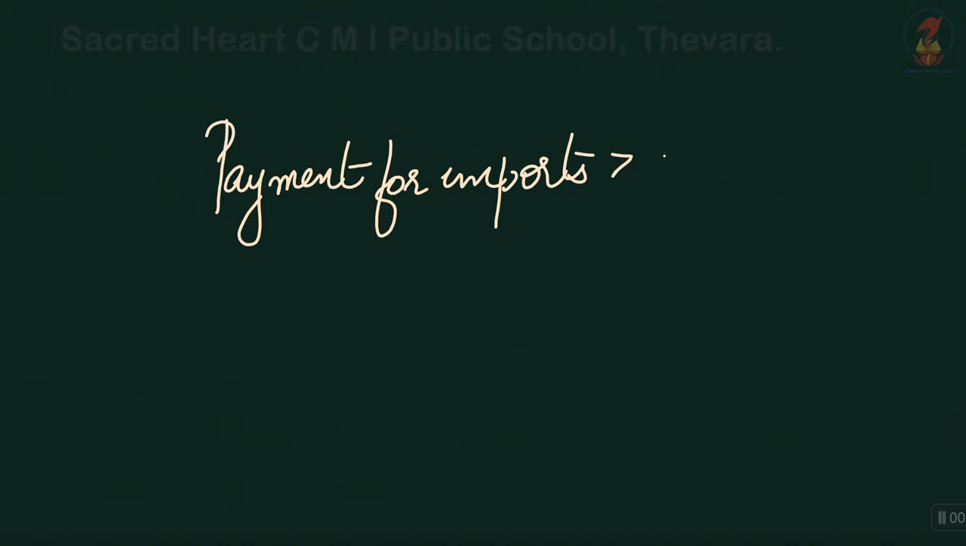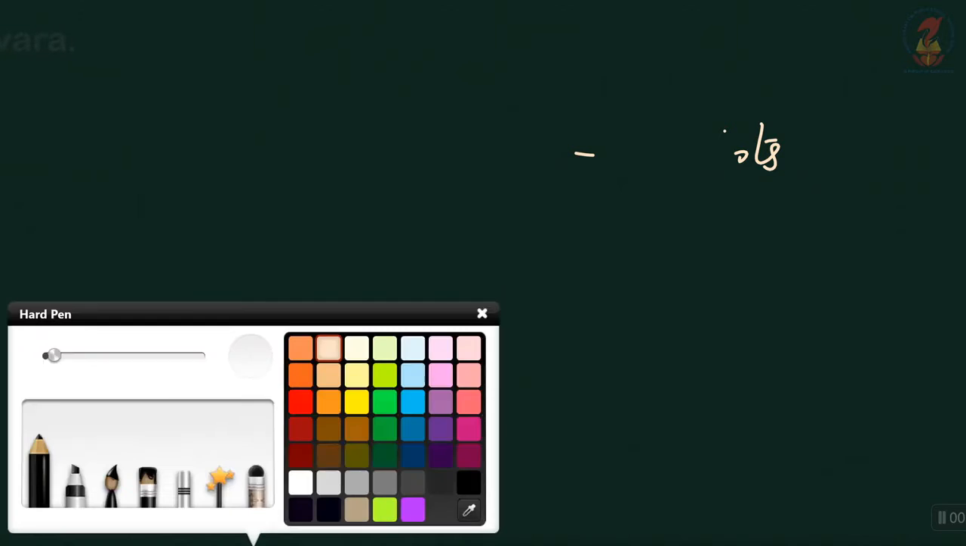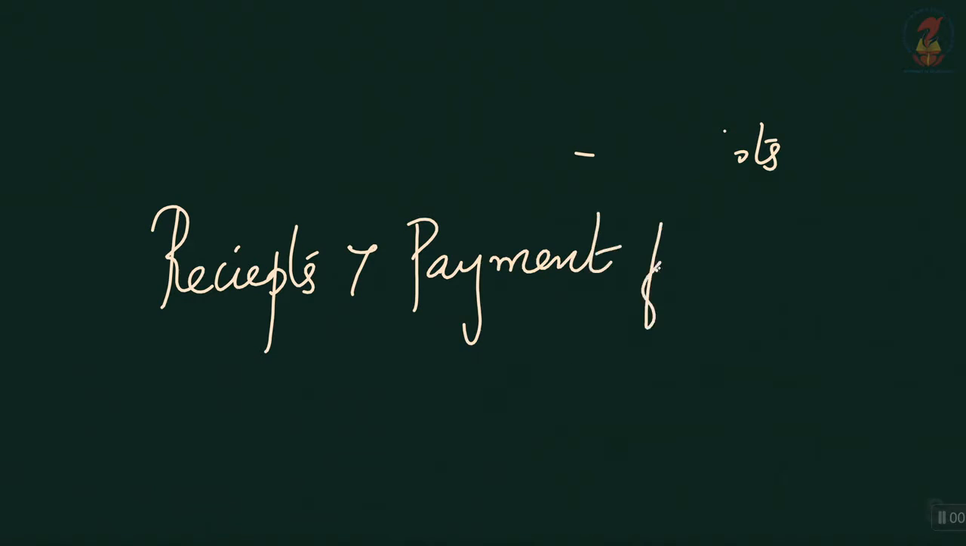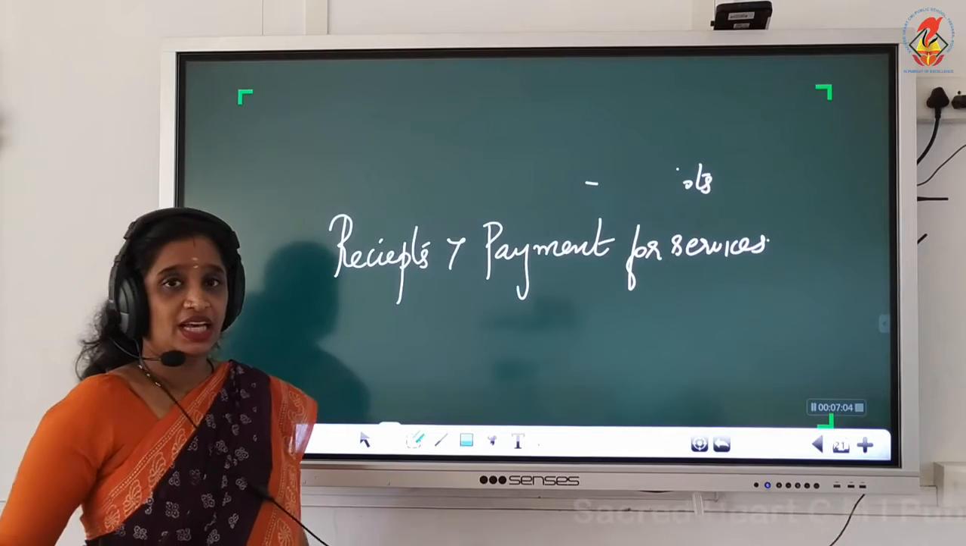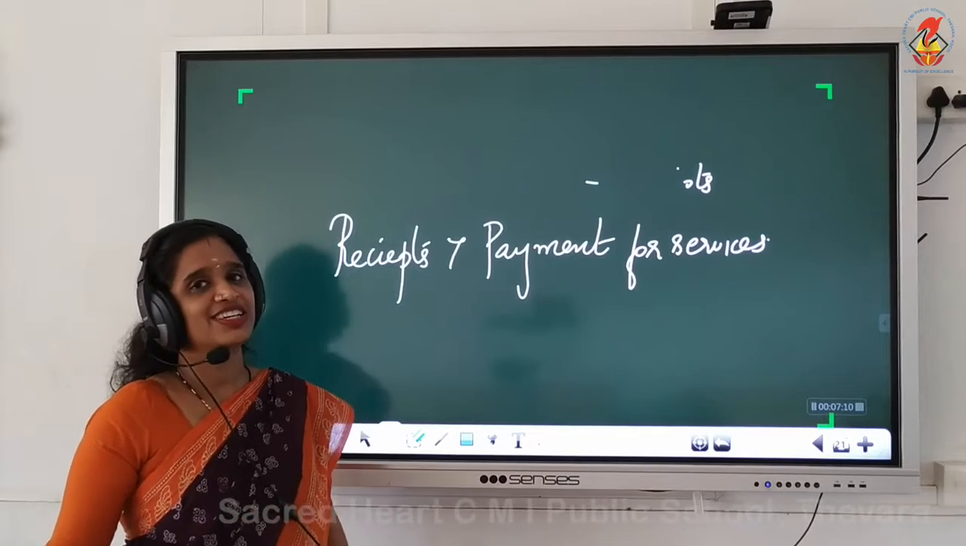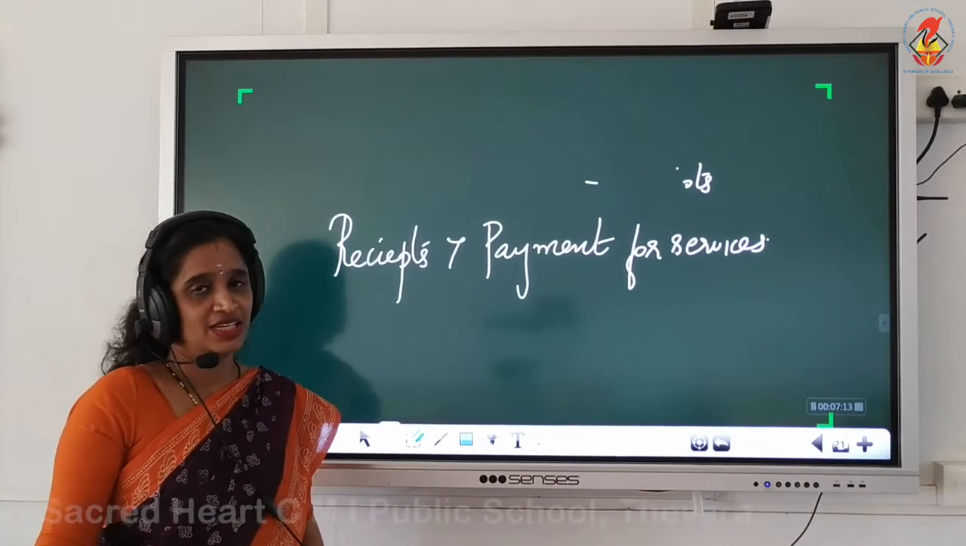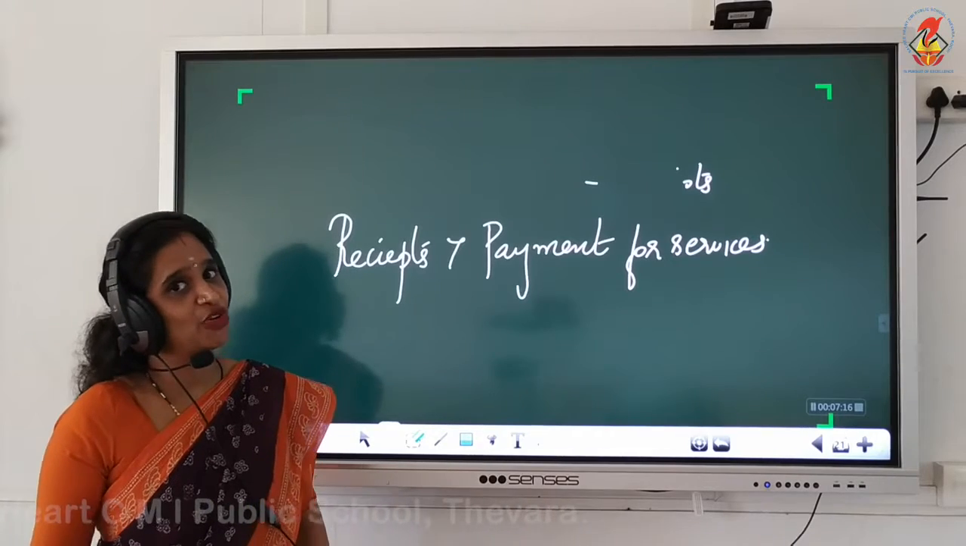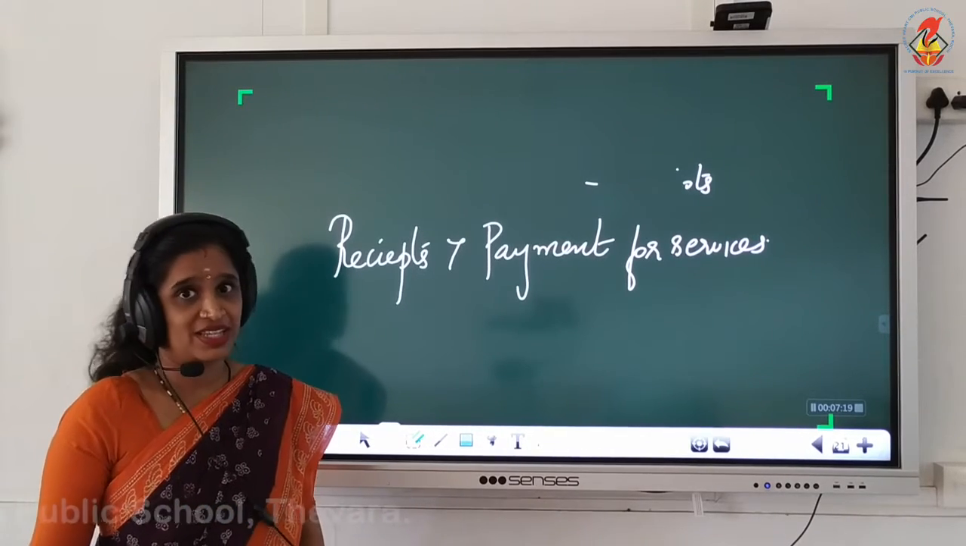just imagine if the payment for imports is greater than receipts, or I'll write it the other way, then it will be clear to you. If the receipts are greater than payment for services, receipts for services means we are getting, payment for services means we are giving. If receipts are greater than payments, we are happy because foreign exchange is flowing in. Therefore, there will be surplus.